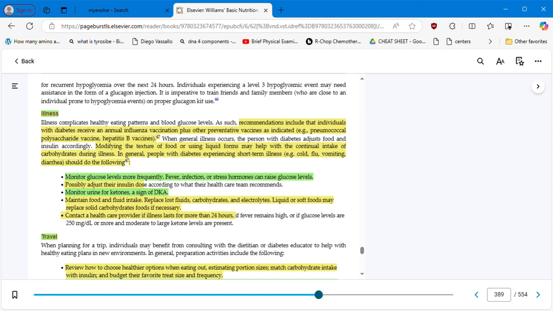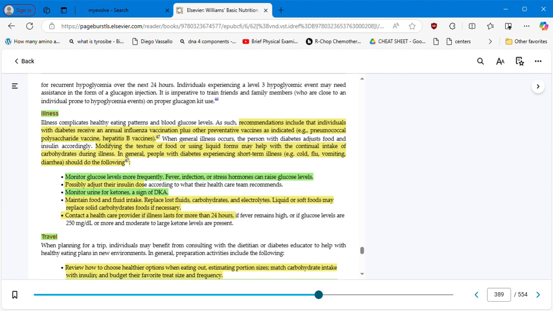Remember what I told you about the patient having the mother in hospice, and the patient was following the diet, taking the medications while taking care of the mother in hospice care, but the sugar went all the way to 500 with partial facial paralysis. I'm telling you, stress can elevate your glucose levels. So possibly adjust their insulin dose, depending on the recommendations. Number three, monitor urine for ketones, a sign of DKA.